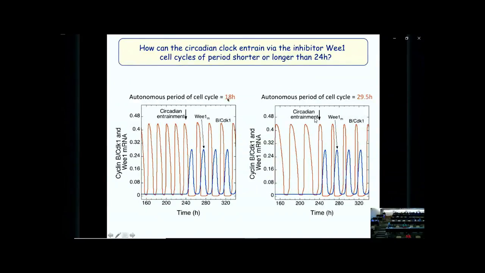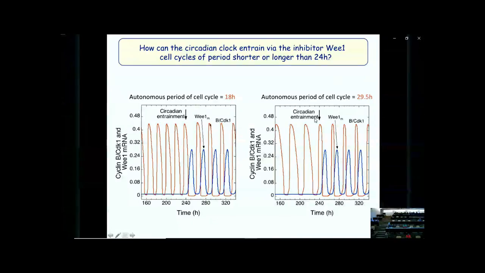One case where the cell cycle before coupling has a period of 18 hours, and the second case where it has a period of 29.5 hours, longer than the circadian clock. In both cases, we couple via WEE1. WEE1 is an inhibitor. It's a brake of the cell cycle.